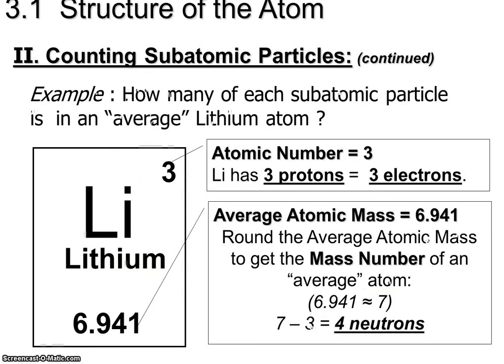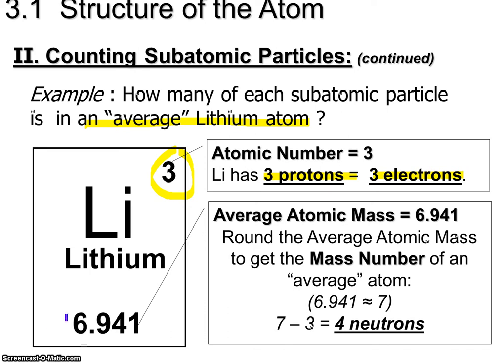Again, using lithium as an example, we can figure out how many of each subatomic particle are in an average lithium atom. That means if you took the average of all the lithium isotopes and figured out how many each roughly have, this is what you would get. So again, we use the atomic number, 3. Atomic number is the number of protons, so that tells us that each lithium atom will have 3 protons. And since atoms are neutral, that number must be equal to electrons, so it is also 3.